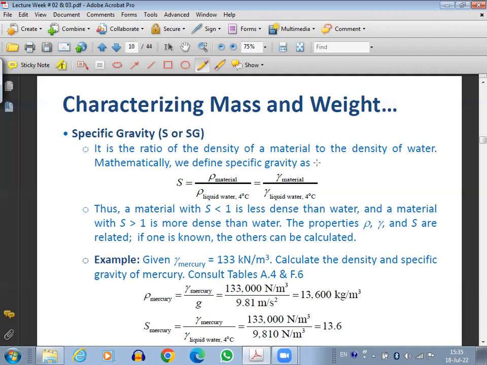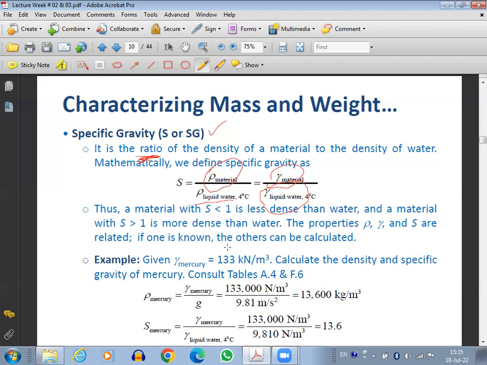So specific gravity, first of all, is a ratio. This point is very important. So ratio means the density of any material, solid, liquid, whatever it is, to the density of water. Okay. Or the specific weight of any material to the specific weight of water. So first of all, it is a ratio. So what will be the unit of specific gravity?